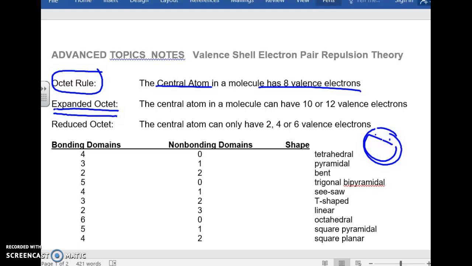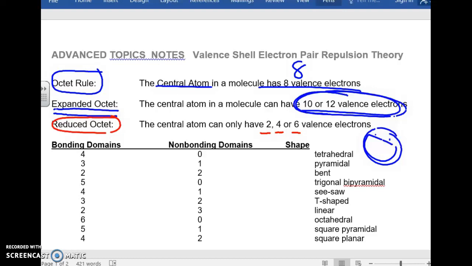Meaning that they will not be satisfied with merely 8 electrons. They can have a total of 10 or 12 valence electrons, meaning they can form 4, 5, 6 bonds, and also other non-bonding domains, which I'm getting ahead of myself. I shouldn't say such things at this point. There are smaller atoms, and as a result of being small and having fewer electrons, they have a smaller potential to take on electrons. Therefore, they're going to be satisfied with 2, 4, or 6 valence electrons.